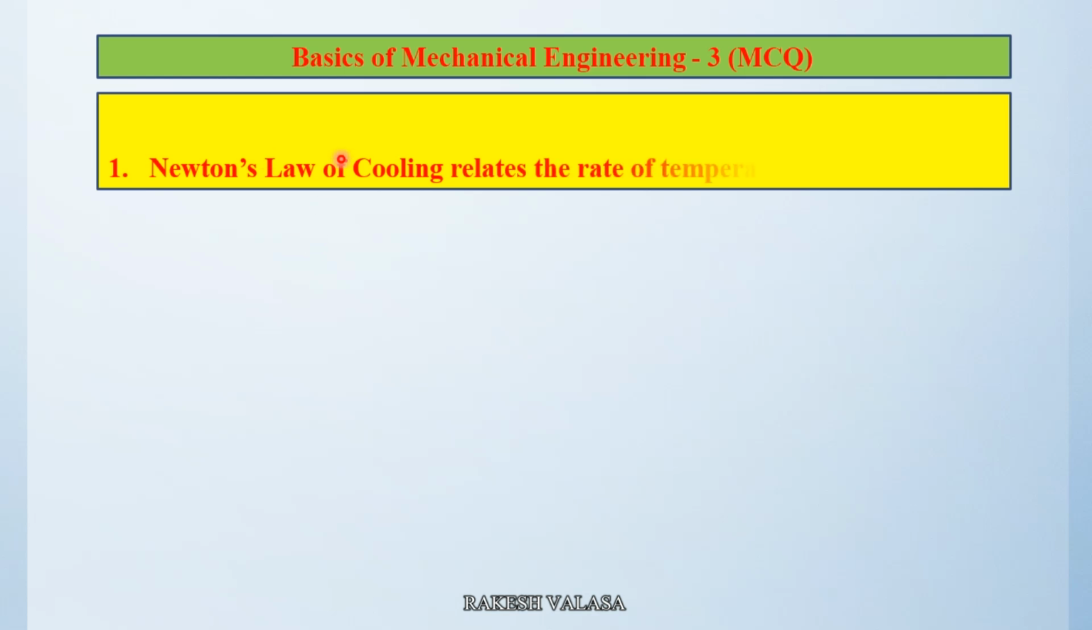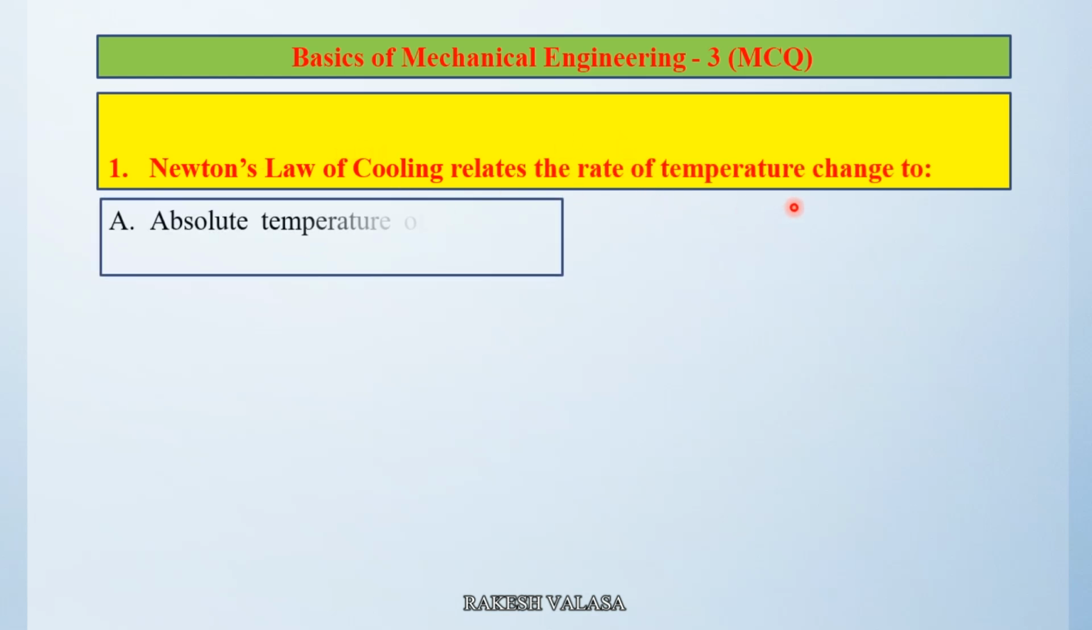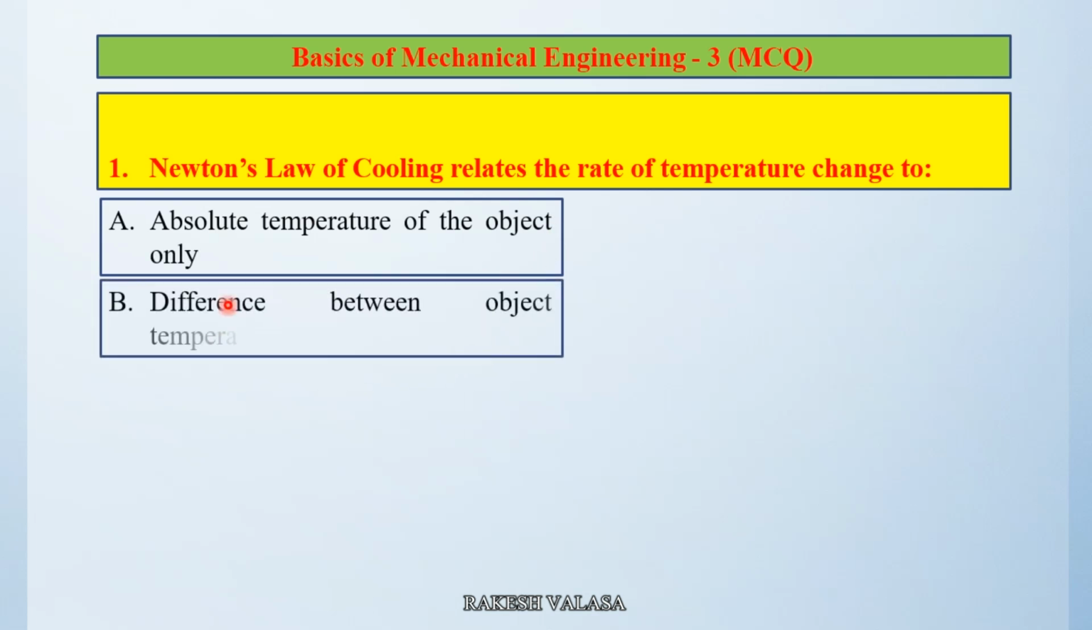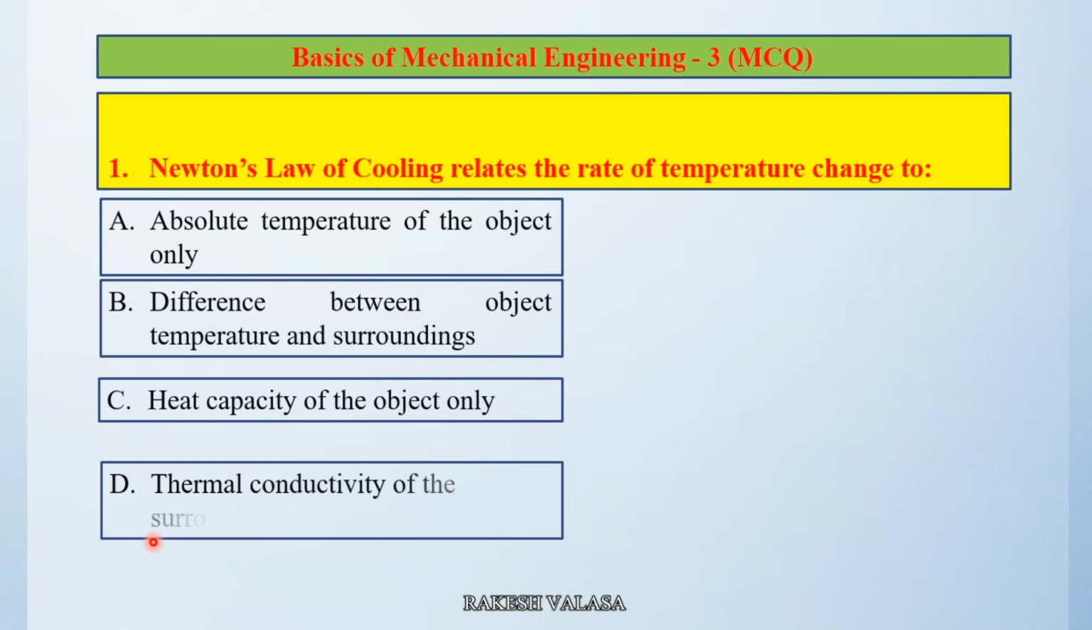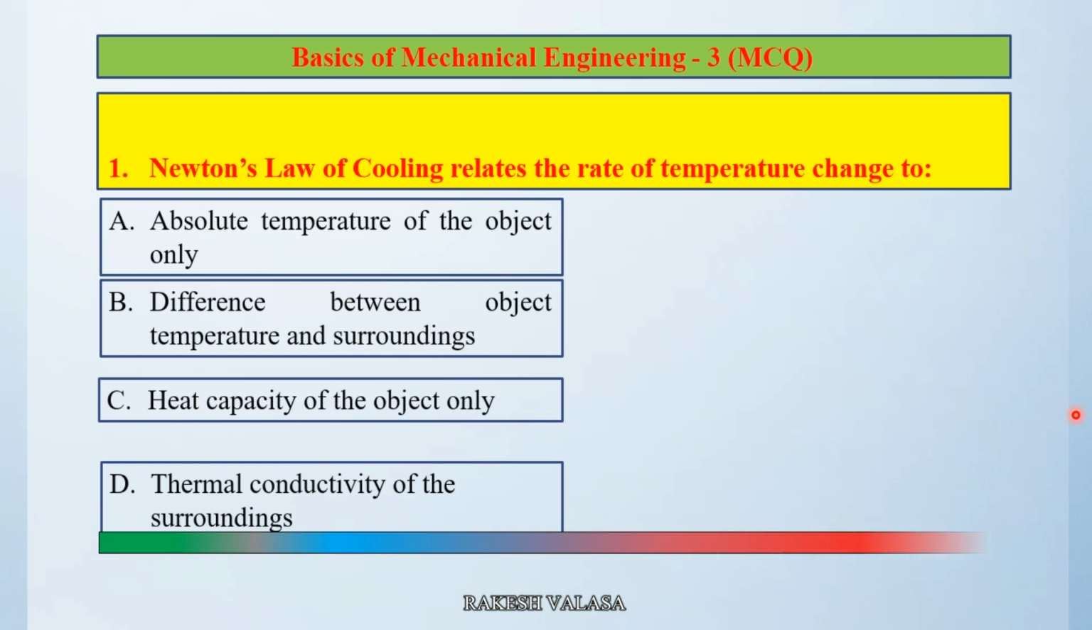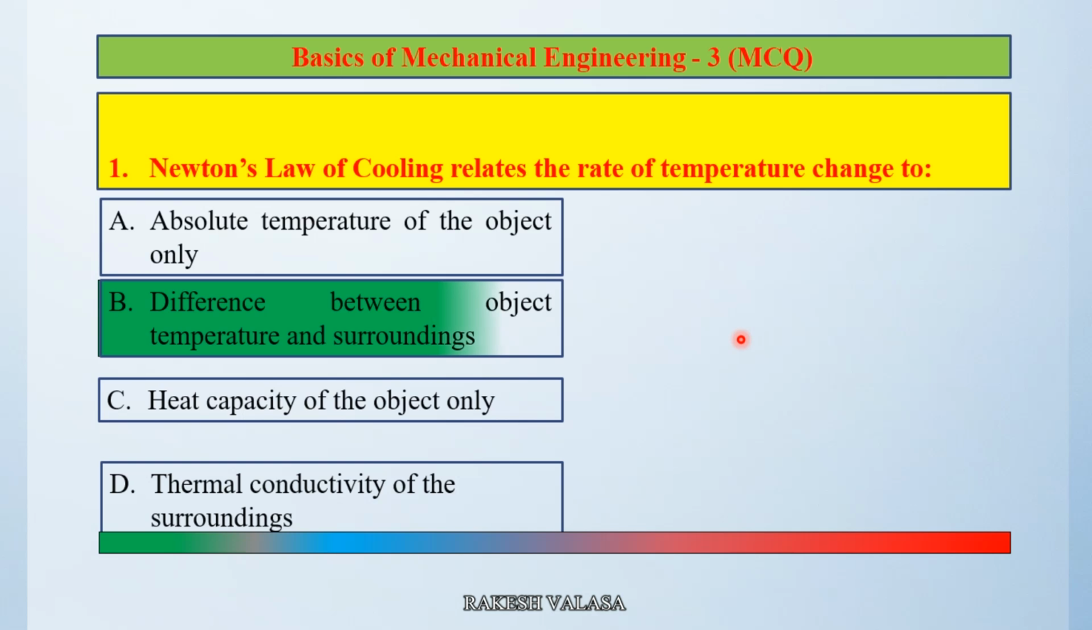Newton's law of cooling relates the rate of temperature change to option A, absolute temperature of the object only. Option B, difference between object temperature and surroundings. Option C, heat capacity of the object only. Option D, thermal conductivity of the surroundings. The correct answer is option B, difference between object temperature and surroundings.